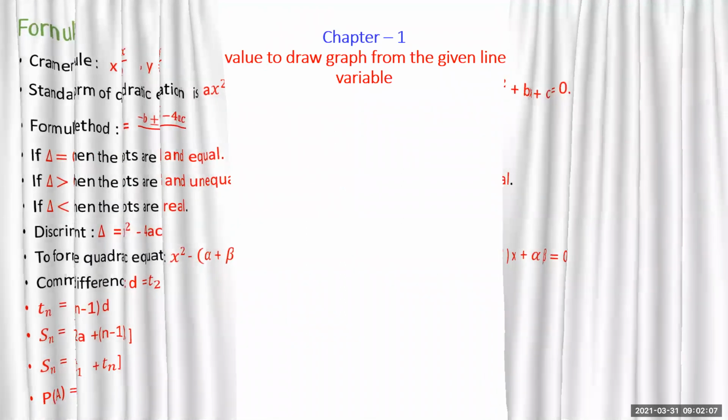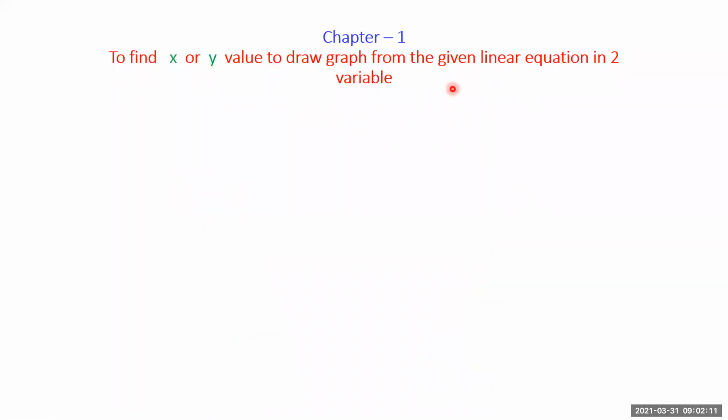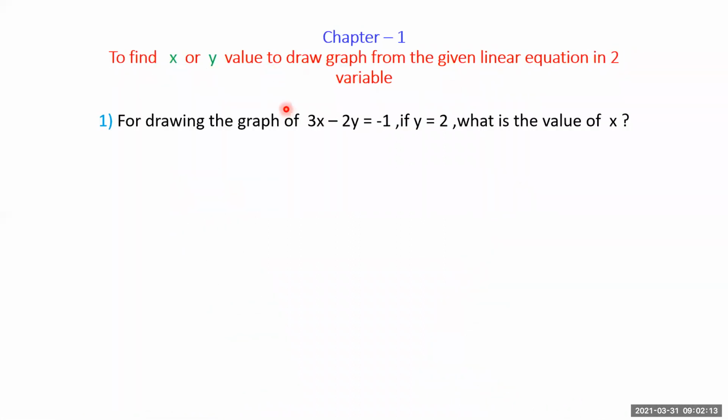Yes, listen here, the first topic: to find the x or y value to draw a graph from the given linear equation in two variables. The question will be like this: for drawing the graph, 3x minus 2y equal to minus 1. If y equal to 2, what is the value of x? Okay, see, they have given the y value, they are asking for x. So how to do it?